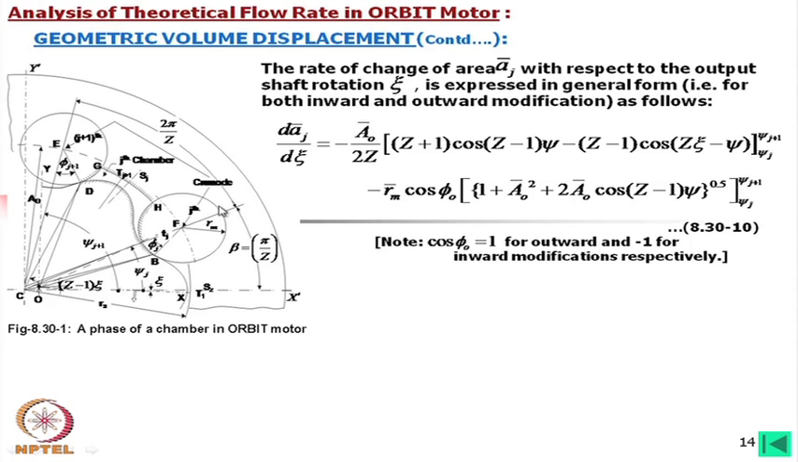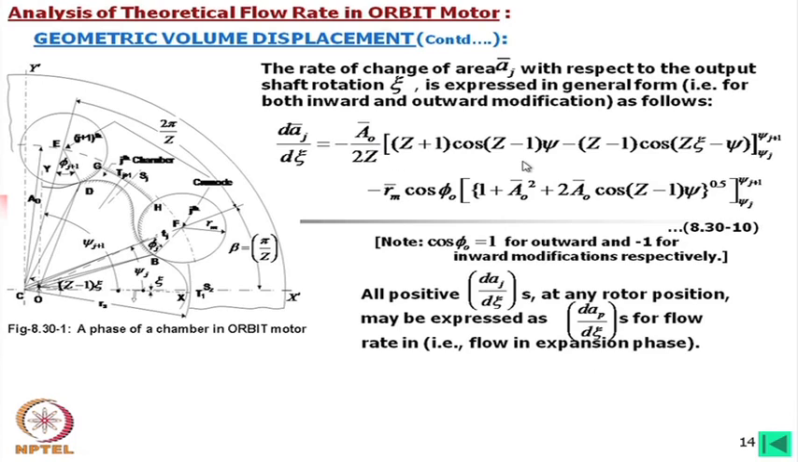So, when this angle is pi, this becomes minus 1, and this is for outer modification. That means, in this formula, for the orbit motor what we have considered, we will put minus 1, so this will become plus. Whereas, if we modify in the outward directions, we will put this equal to 1. That means in that case this angle is 0, and in inward modification, this phi 0 angle is pi, so it is coming minus 1. That we have to remember.